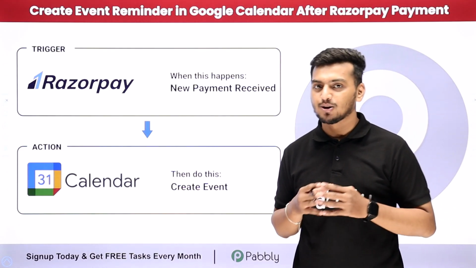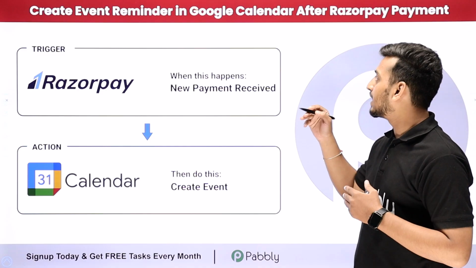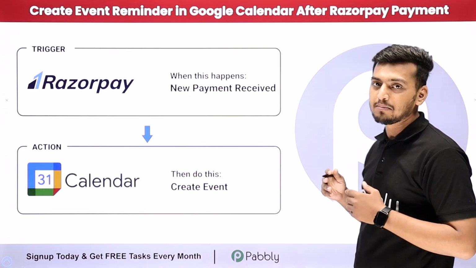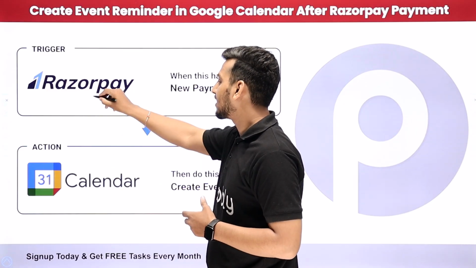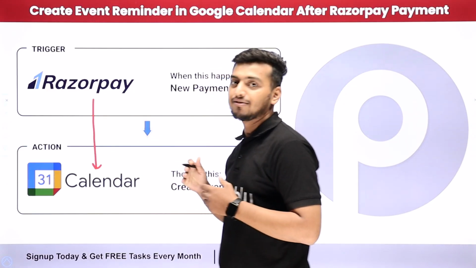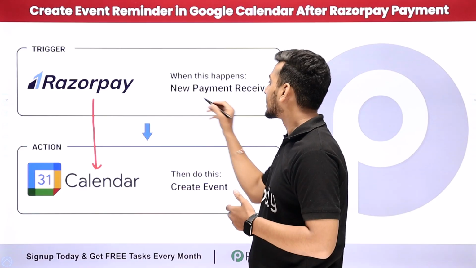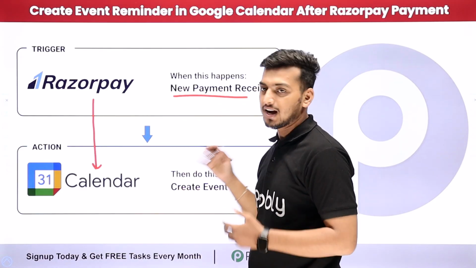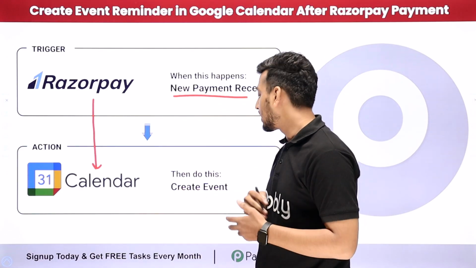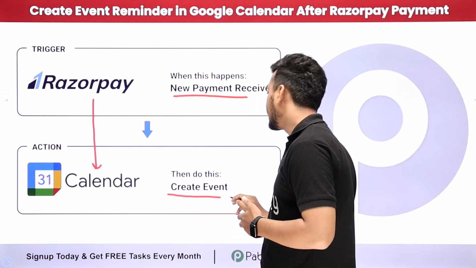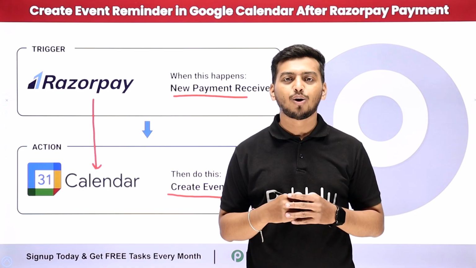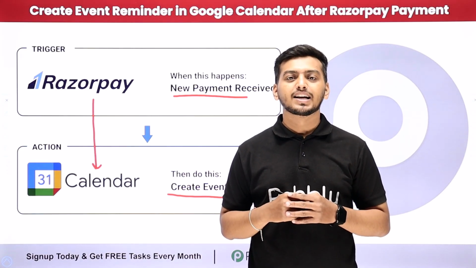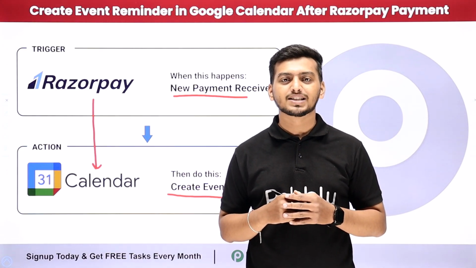Today I will demonstrate how you can create event reminders in Google Calendar after Razorpay payments. In this video, I will integrate Razorpay and Google Calendar with the help of Pabbly Connect. After this integration, whenever you receive a new payment on your Razorpay account, an event will get created automatically for that particular customer on your Google Calendar application. So if you are ready to learn how I'm going to create this amazing automation, let us jump right onto my screen.